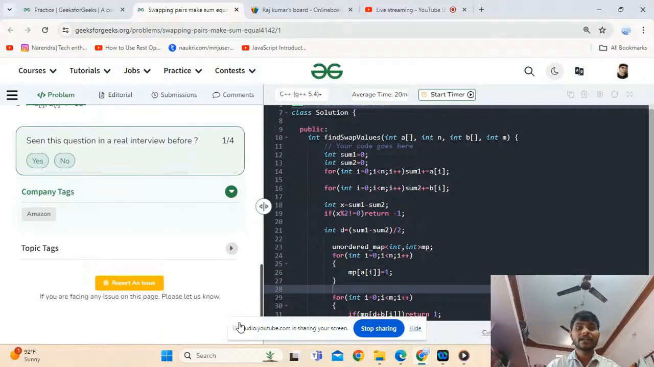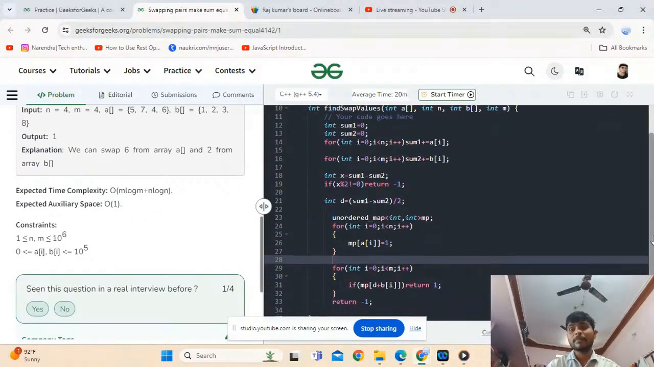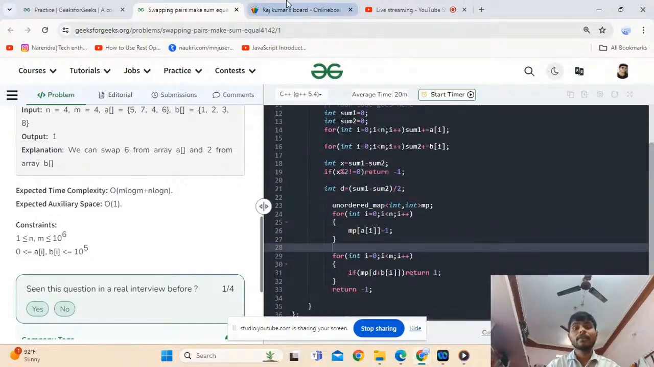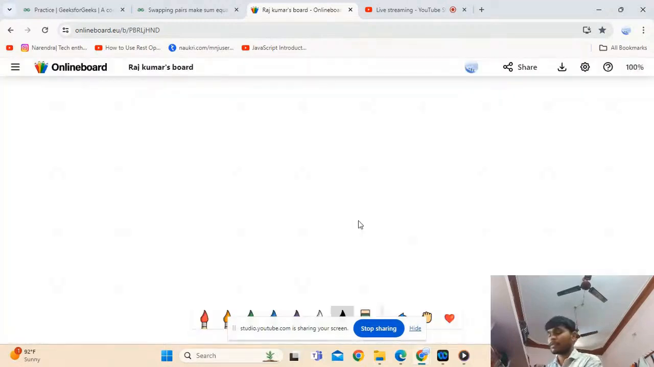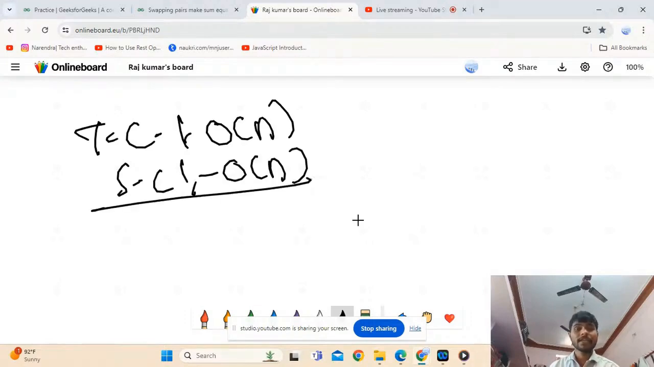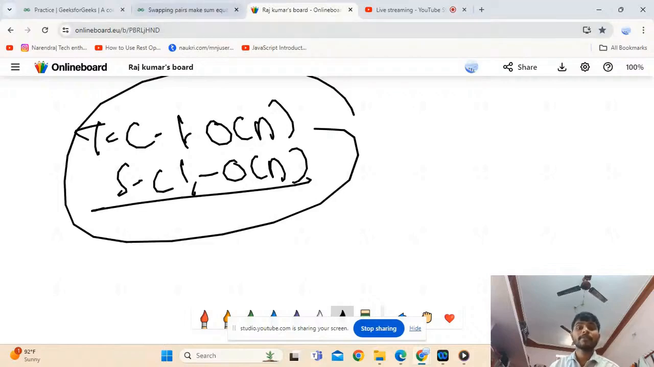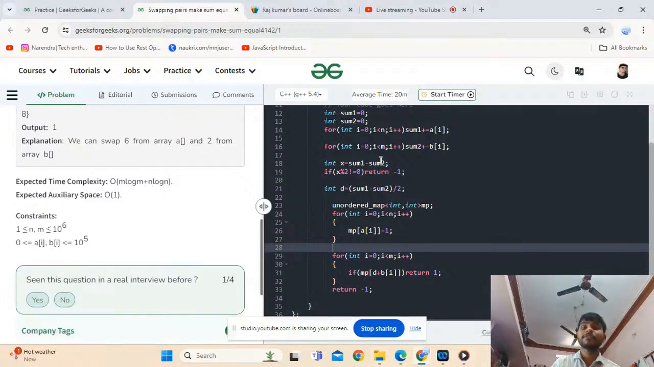So guys, but in the actual question, he has given the time complexity and space complexity. Here our time complexity is O(n) and space complexity is O(n). But in the problem he mentioned that time complexity is m log m plus n log n plus O(n) space. We have not used any extra data, but here we use extra maps.